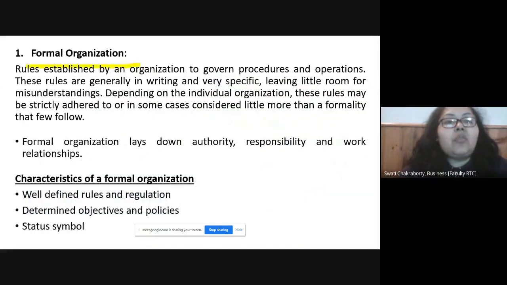Now, when we talk of a formal organization, there are rules which govern the procedures and operations. These rules should be documented. They should be specific so that there are no misunderstandings. It talks about the authority and responsibility of different people, and the work relationships. Now, what are the characteristics of a formal organization? There have to be well-defined rules and regulations, objectives and policies should be determined, and there has to be a status symbol for that organization.